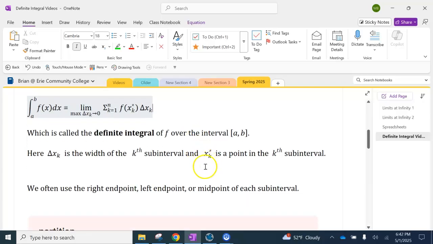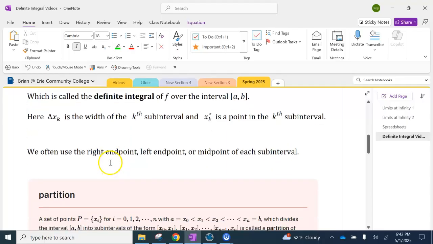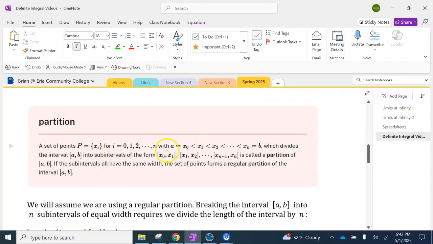In practice, we're going to see in the next couple of recordings after this one, we're going to use a regular partition, and we're not going to have any difference between the width of the, say, first and the third subinterval and so on. Again, x sub k star is some point in the kth subinterval. What we call a partition is just breaking up your interval from a to b into a number of pieces. You pick numbers where x sub 0 is the left endpoint a, x sub n is the right endpoint b, and you've got a bunch of other numbers in between.